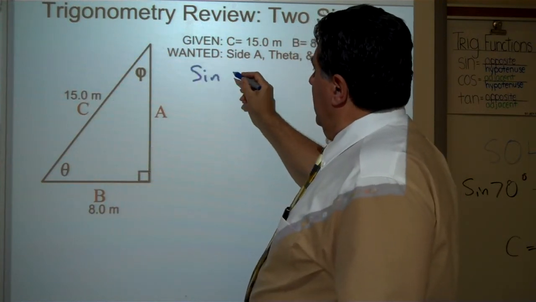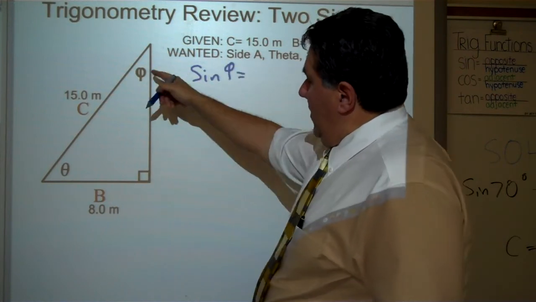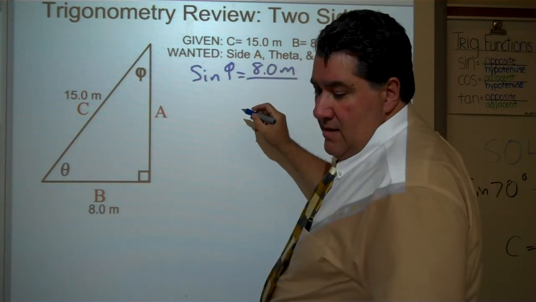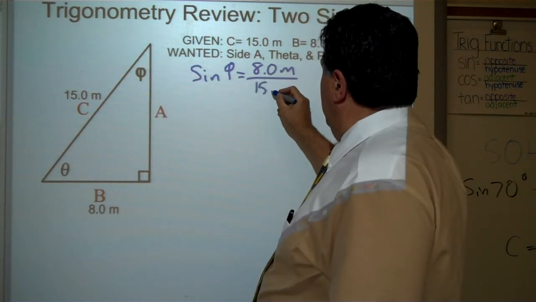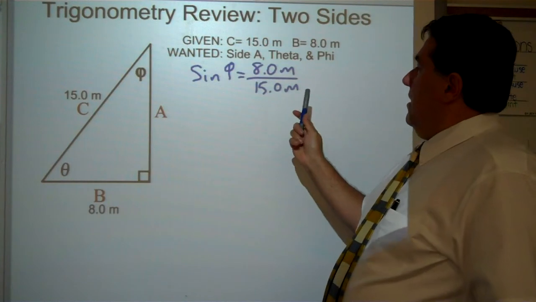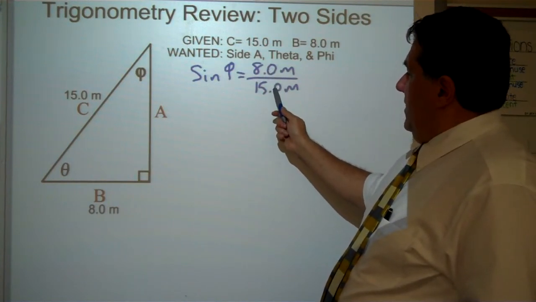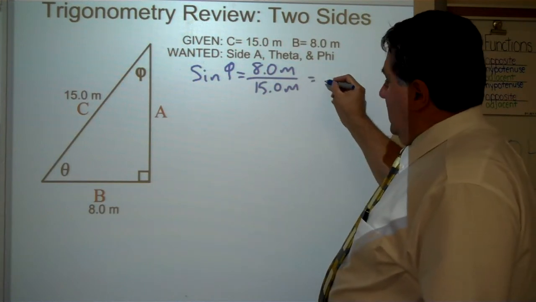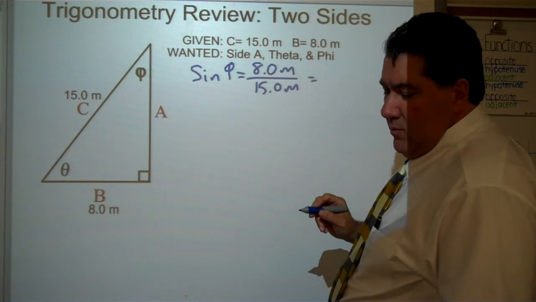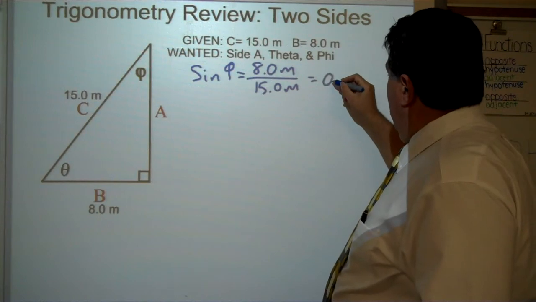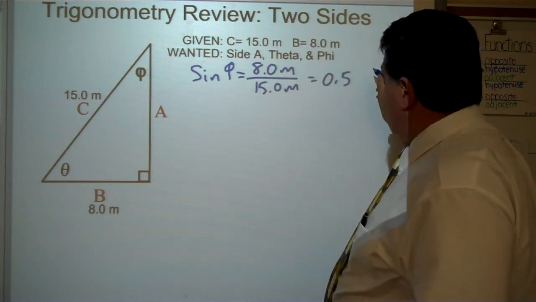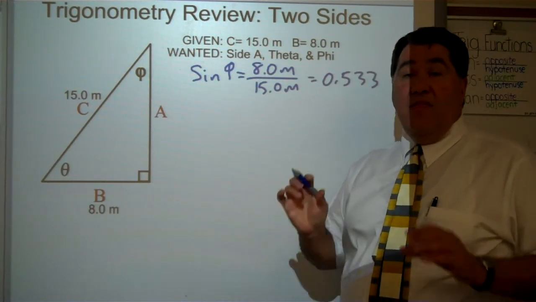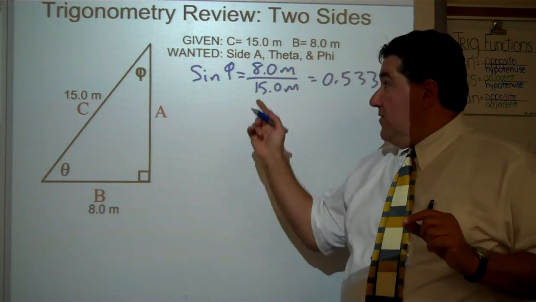So the sine of phi is equal to the opposite, 8.0 meters, divided by the hypotenuse, which is 15.0 meters. As you see from here, I know the hypotenuse. Now I just have the sine of phi to get. When I calculate this, I will get an answer of the sine of phi is equal to a ratio of 0.533. Now that's the ratio. That is the sine of phi. It is not the angle. It is the ratio of these two sides.